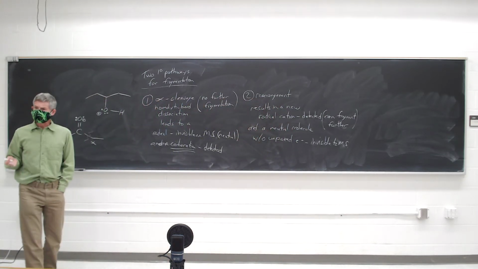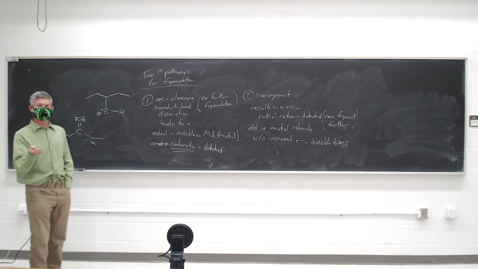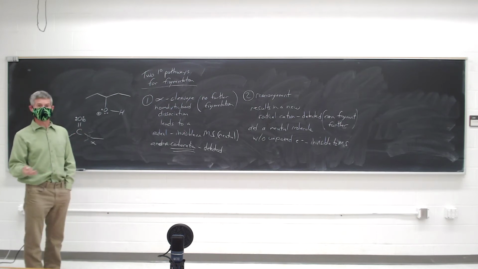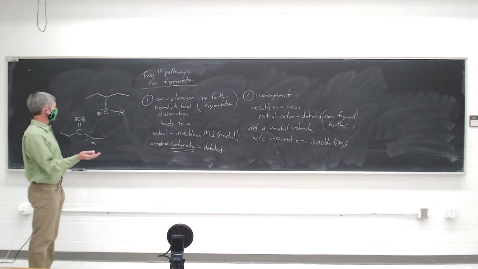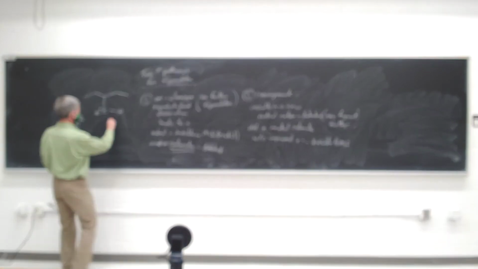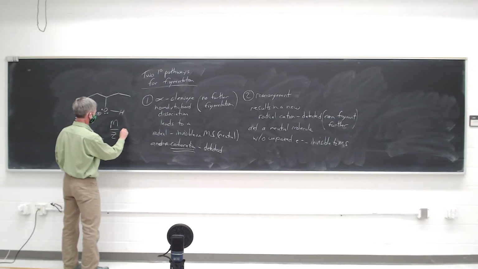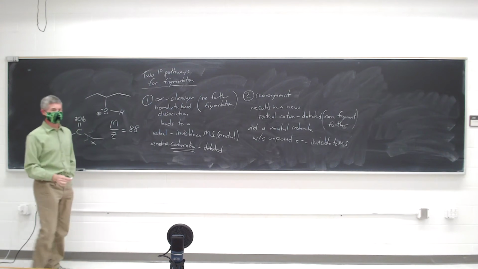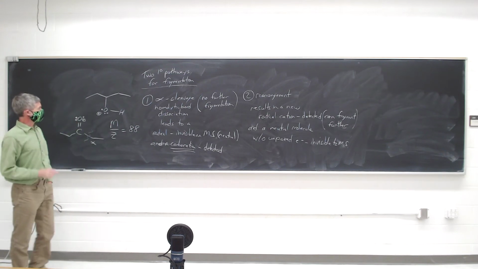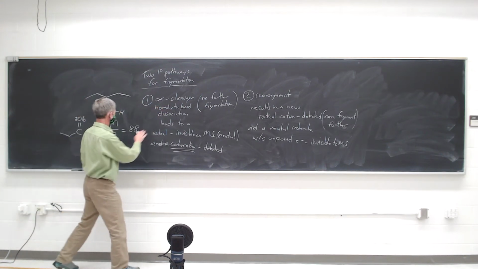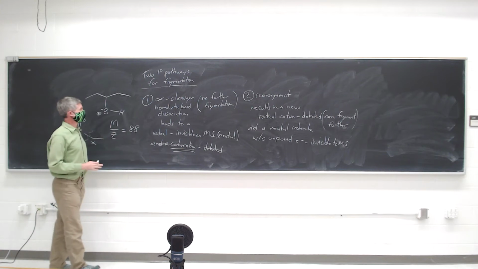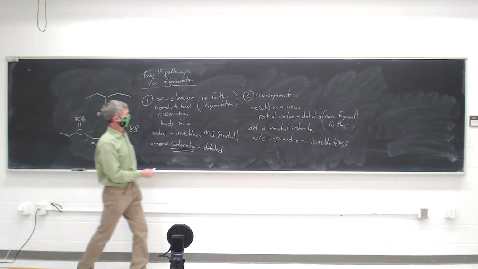So the question is, when you're looking at a mass spec, how can you tell the difference between a fragment that resulted from alpha cleavage and a fragment that resulted from a rearrangement? And the answer is, if it results from an alpha cleavage from an even numbered molecular ion, you're going to see an odd numbered fragment.